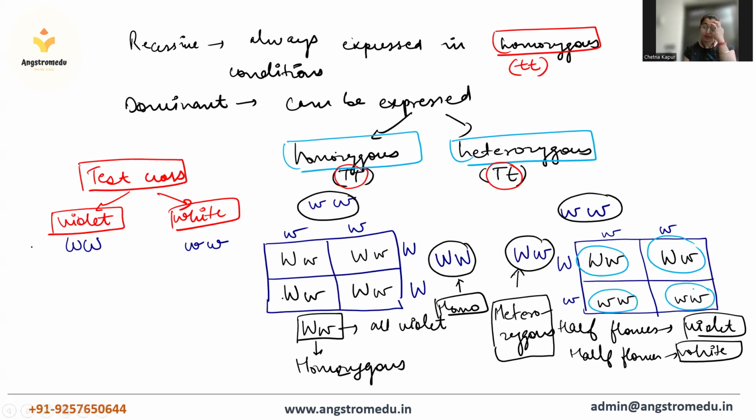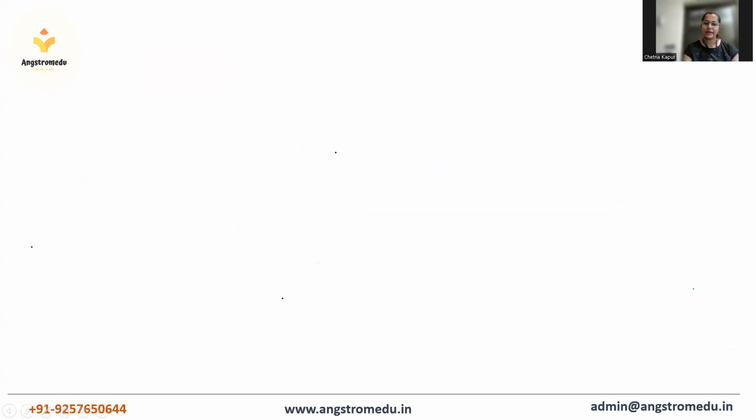That means the recessive traits need to be expressed in the homozygous condition in order to express themselves. So this is called the test cross. I hope that these are the things that are clear to you. Now let us discuss the important questions that are asked from these topics.